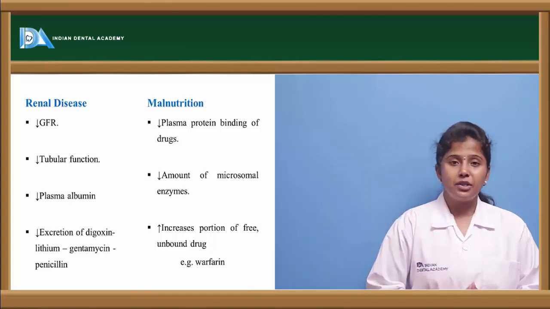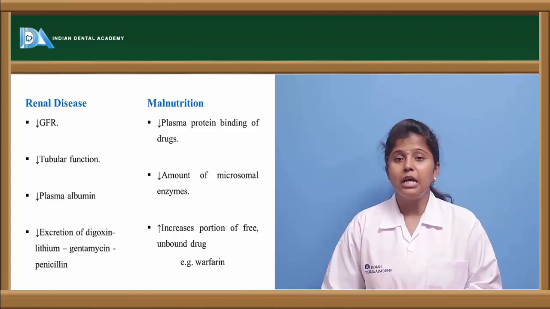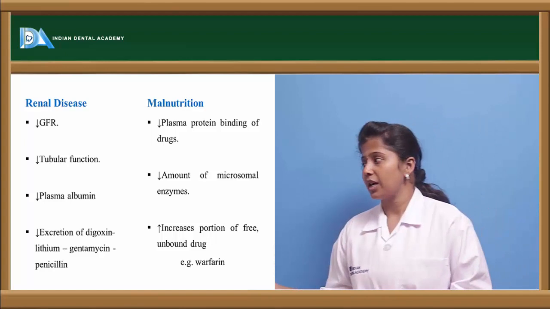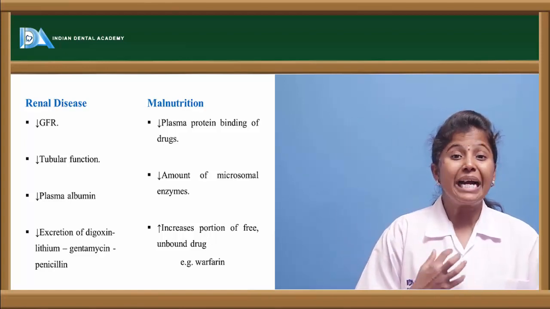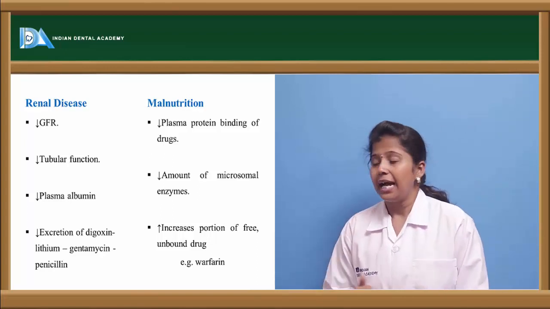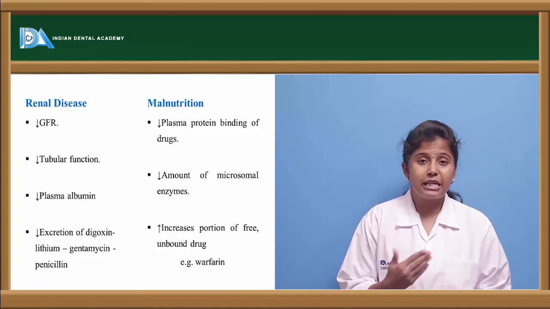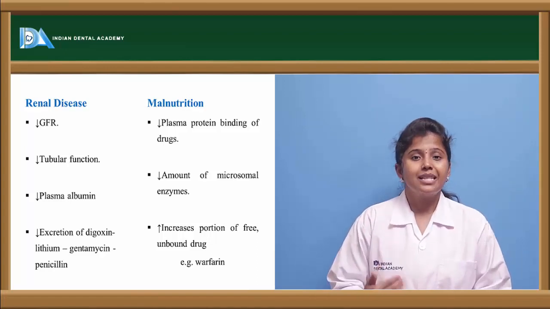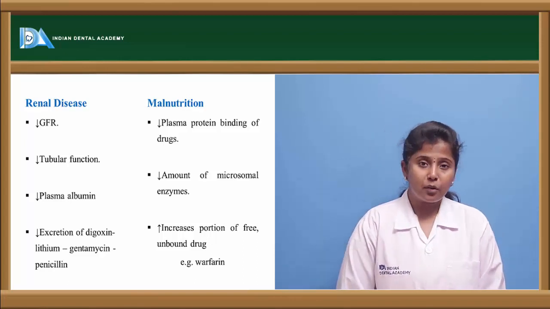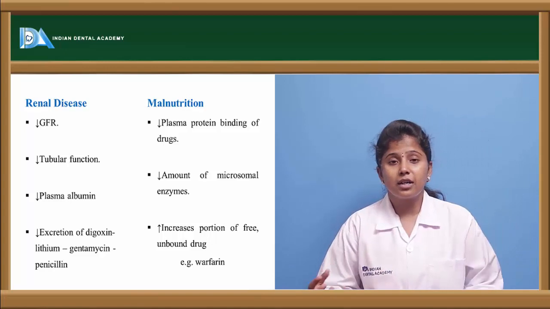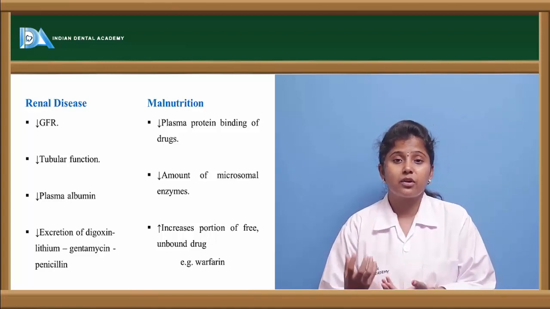And in malnutrition, if there is any deficiency of nutrients, then the responses shown by the drug are decreased plasma protein binding of the drug. The drugs won't be able to bind to the plasma proteins, and there will even be a decreased amount of microsomal enzymes. If the microsomal enzymes are decreased, then drug metabolism will be decreased, and there will be an increased portion of free unbound drug. So if the drug is not binding to the plasma protein, then the drug stays in the unbound or free state.